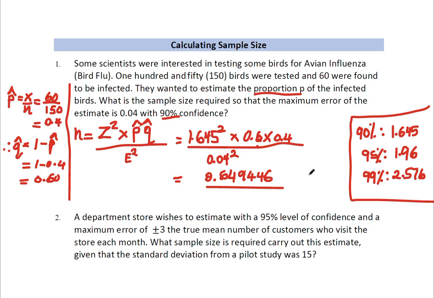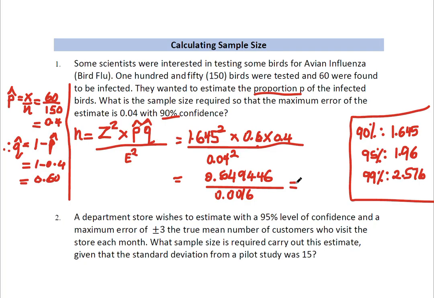And then we're going to square the 0.04 in the denominator. All right, so we're squaring 0.04. When we square 0.04, we're going to get 0.0016. And when we divide these, whatever result we get is going to give us a sample size that is required in order to guarantee a maximum tolerable error of 4% and a confidence level of the estimate of 90%.